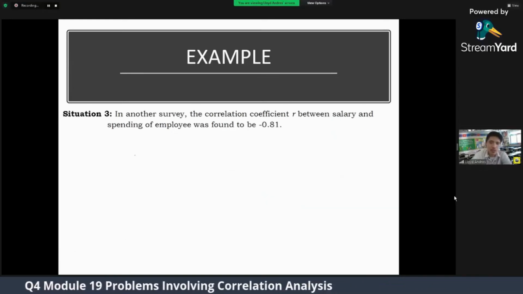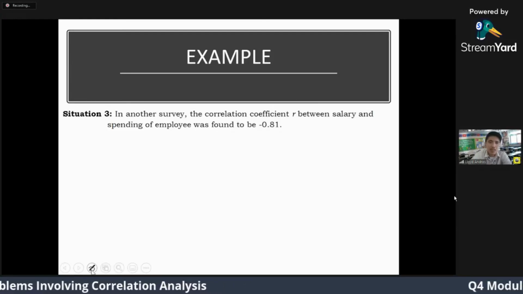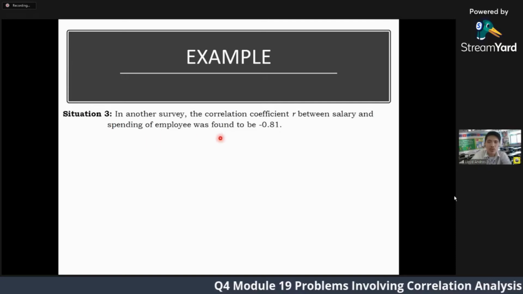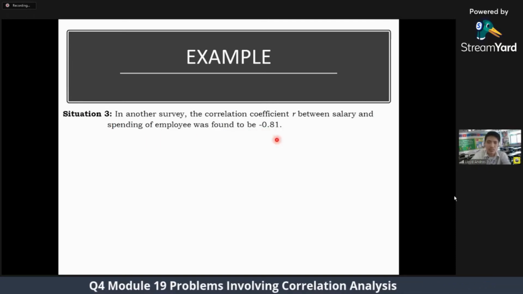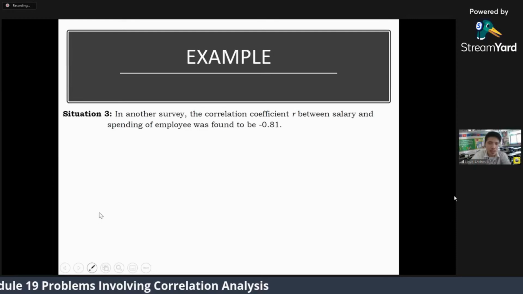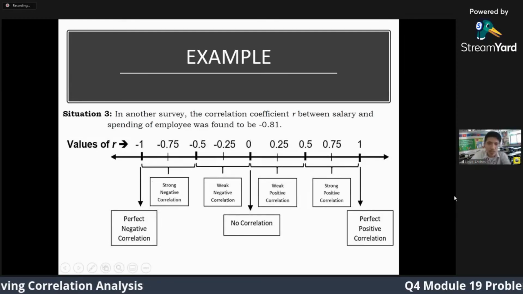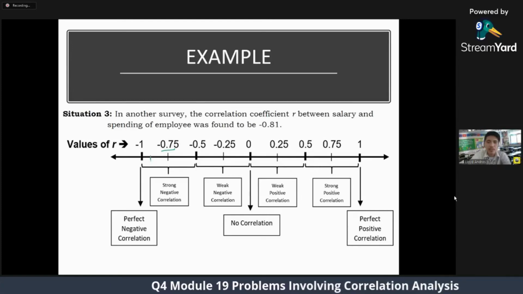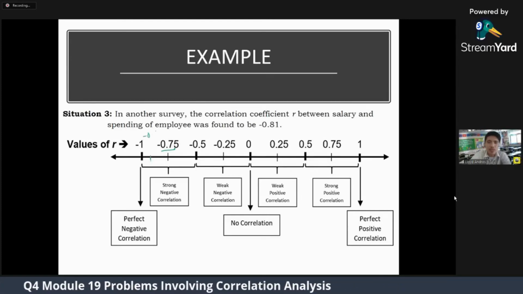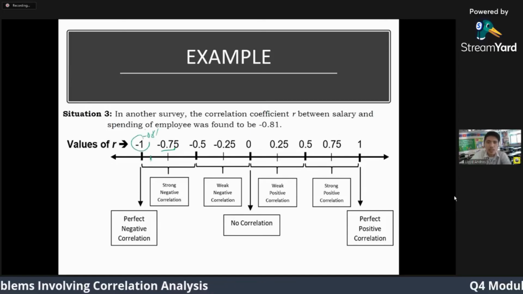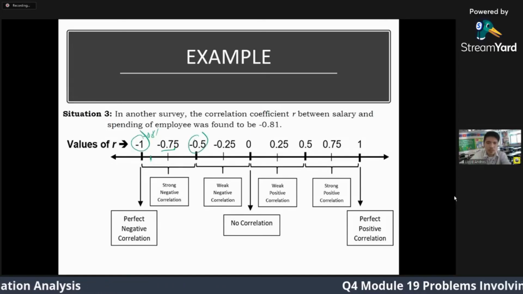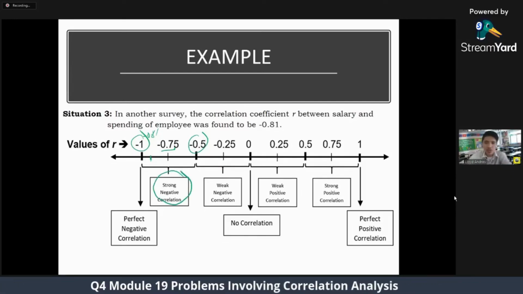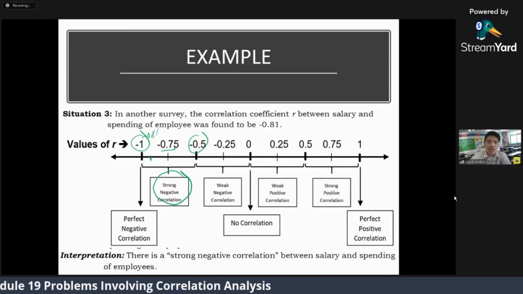Another situation. We have here, in another survey, the correlation coefficient R between salary and spending of employee was found to be negative 0.81. This time, negative 0.81. So kung negative 0.81 na diri, negative 0.75 man na. So negative 0.81 is naa diri, meaning between negative 1 to negative 0.5. So kung between negative 1 to negative 0.5, you have a strong negative correlation. So therefore, there is a strong negative correlation between salary and spending of employees.